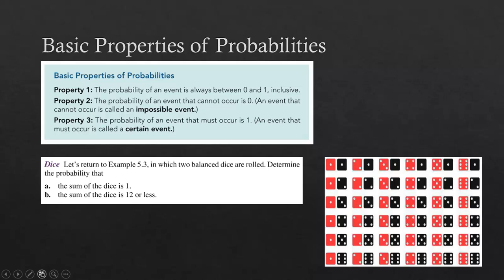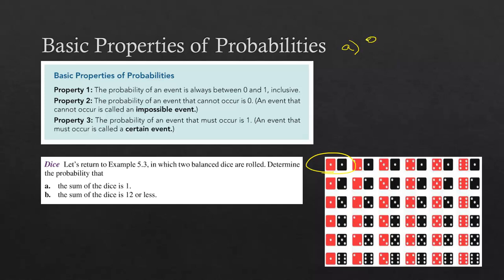So let's look at this example we have down here. We have our dice example again, and what we want to know is: where is the sum 1? Well, look at all these. 1 and 1 is 2. First of all, what's the smallest sum we have up here? Well, you don't have a 0 dot on a dice. It's just 1 through 6. So if we're rolling a pair of them, the smallest number we can have is 2. Right there it is. So the sum of a dice being 1 does not occur.